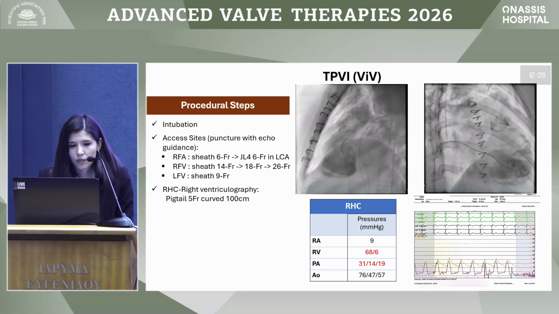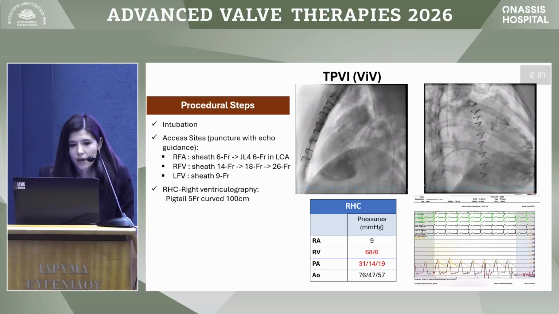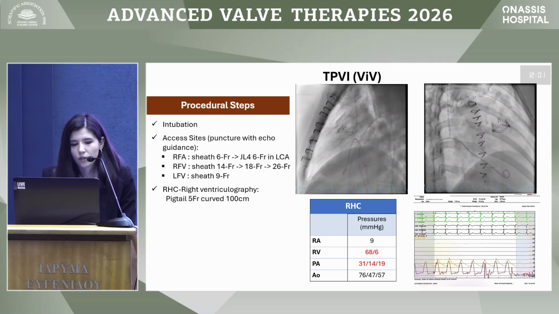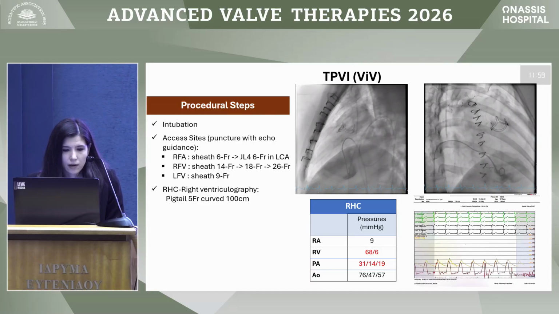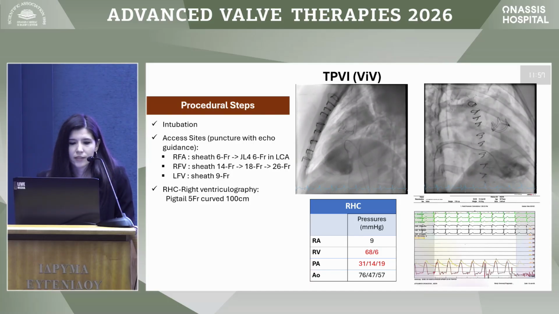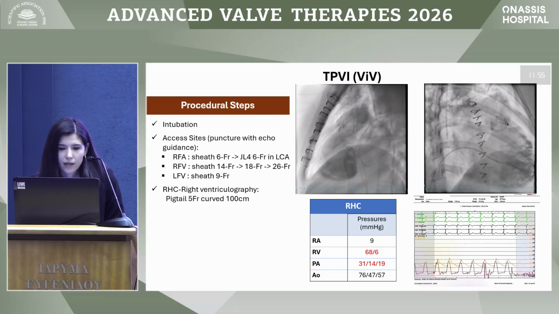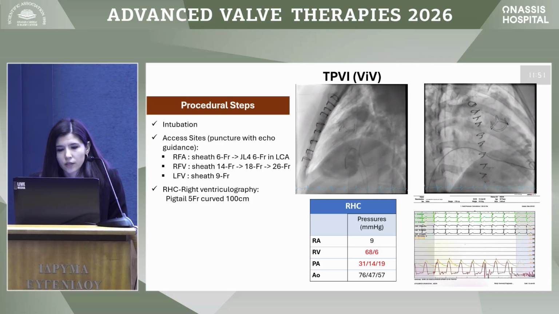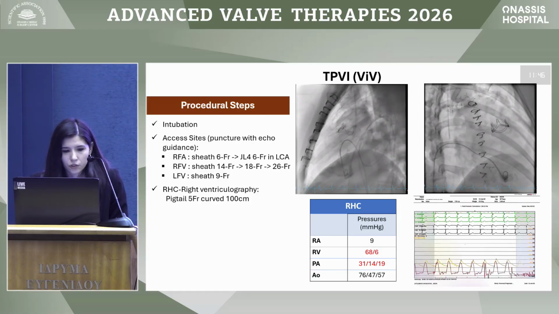The patient was intubated. The access sites were both the femoral veins, the left and the right. And we also used the right femoral artery in order to advance a Judkins left catheter and in order to see if we have a patent LCA throughout the procedure.